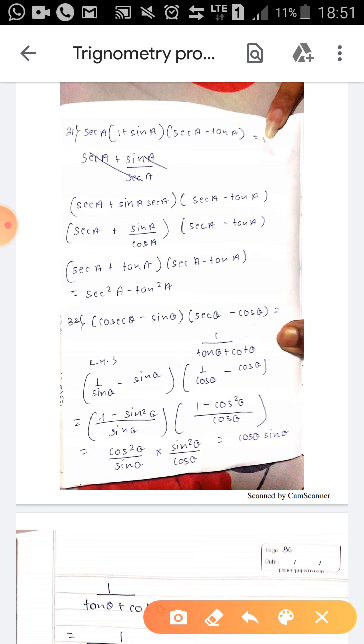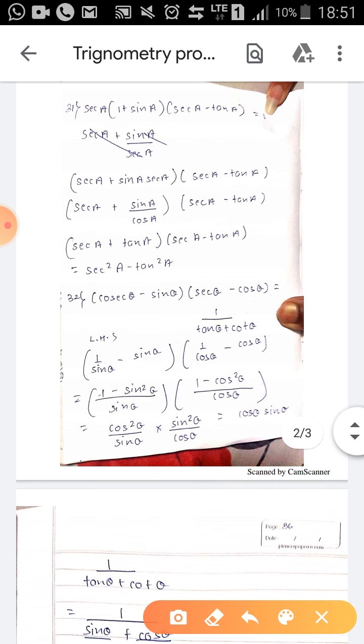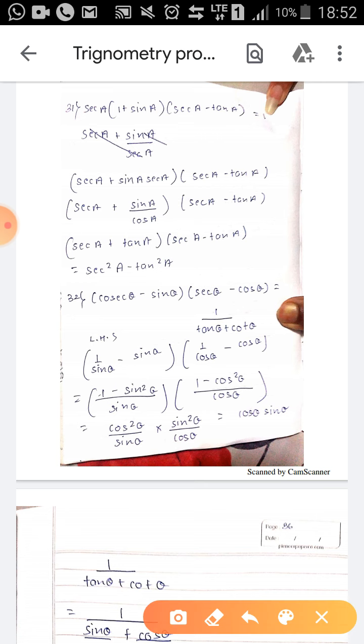Okay, so now we move on to sum number 32, which asks us to prove that cosec theta minus sin theta into sec theta minus cos theta is equal to 1 by tan theta plus cot theta. They have asked you to prove that the left hand side is equal to 1 by tan theta plus cot theta. Here it is very difficult to judge anything, so I take the approach which any child would have taken if I had explained trigonometry to him. Even a class 5 kid would have taken this approach.